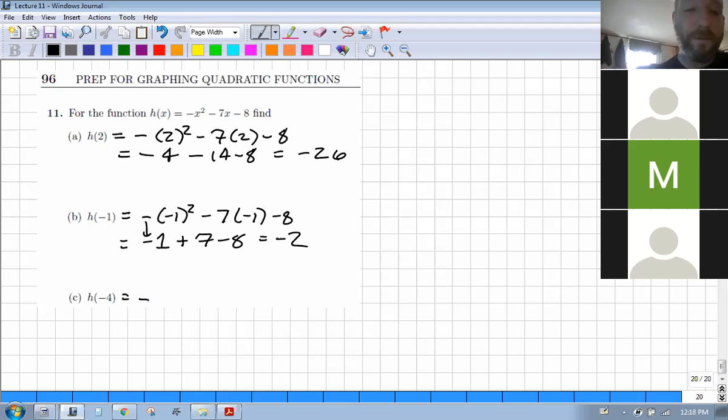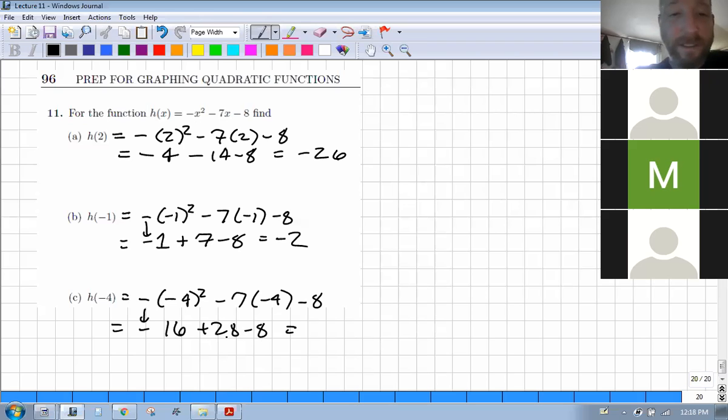All right, if I replace x with a negative 4, I get that. So I have a minus sign. The negative 4 squared is a positive 16. Negative 7 times a negative 4 is a positive 28. 28 minus 8 is 20, minus 16 is 4.